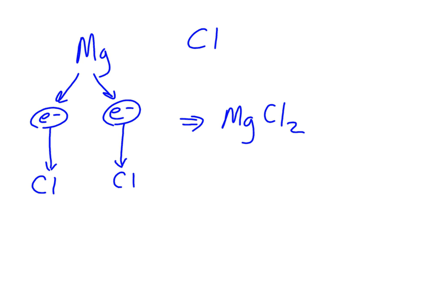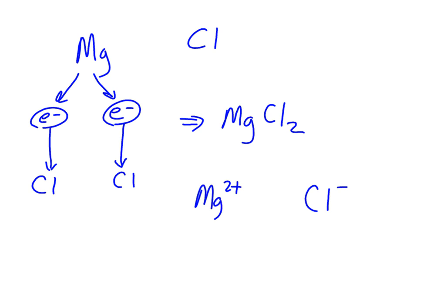You can also look at it from a balancing of charges standpoint. Magnesium losing 2 will become a 2+ charge. Chlorine gaining 1 will become a 1-. In order to balance out the charges, which is really just accounting for the electrons that were transferred, you would need 2 chlorines to balance out with the 1 magnesium. And so we'll do a bunch of practice with these.